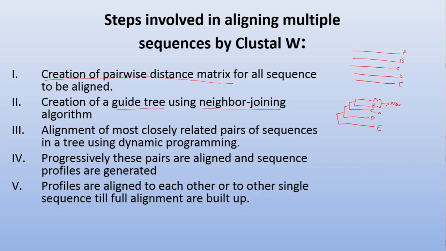In this way, when you add C to the alignment of A and B, we say that you have generated a profile. Such profiles are aligned to each other or to other single sequences till the entire alignment has been done. So this is the brief account. Well, now let us talk in more detail about how the distance matrix is converted and all those things.